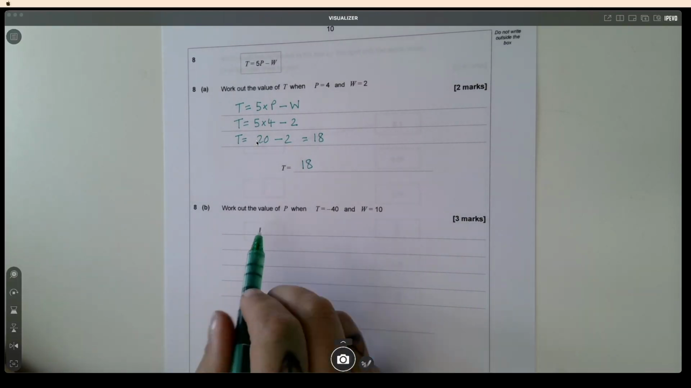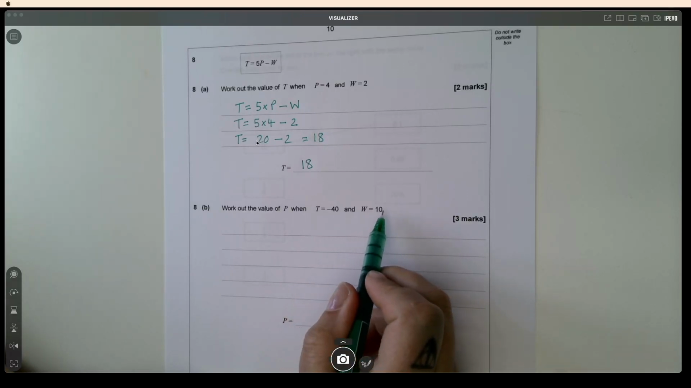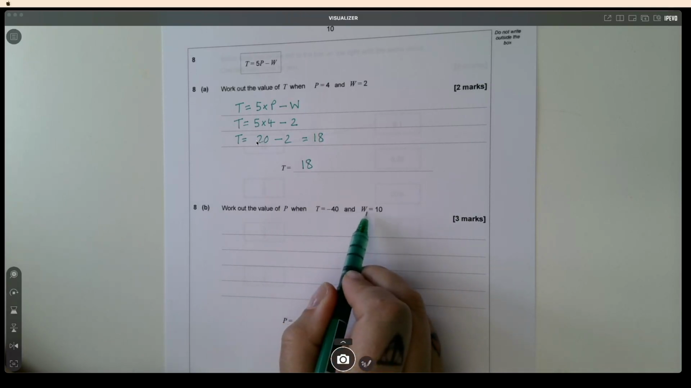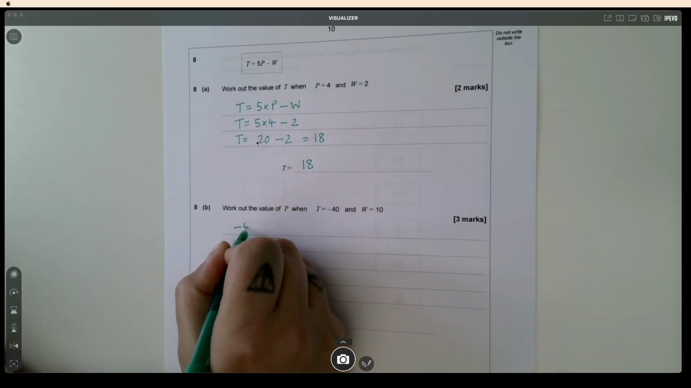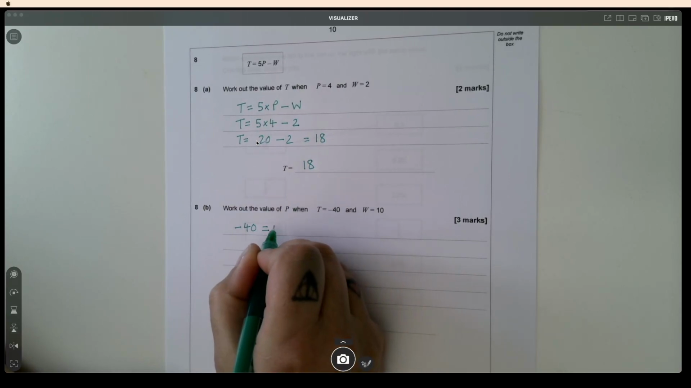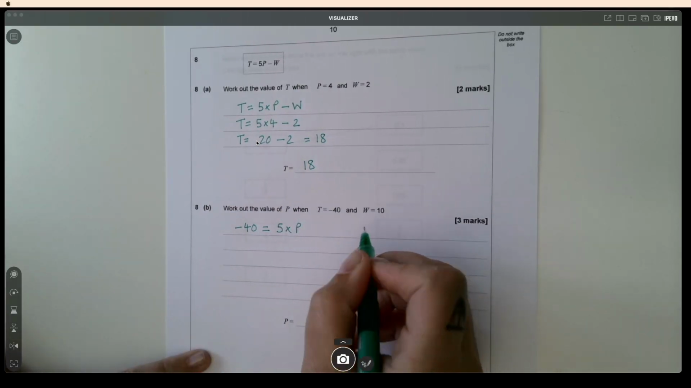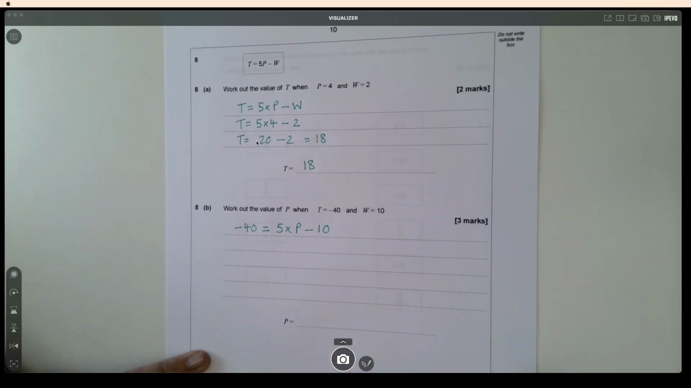8b. Work out the value of P when T equals negative 40 and W equals 10. So this time we don't know what P is, but they've given us T and W. So we're going to substitute T and W into this equation here. So T is negative 40. We don't know what P is, so I'm just going to write 5 multiplied by P, but I know that W is 10, so I'm going to write subtract 10. And now I'm going to do inverse operations to find out what the value of P should be.